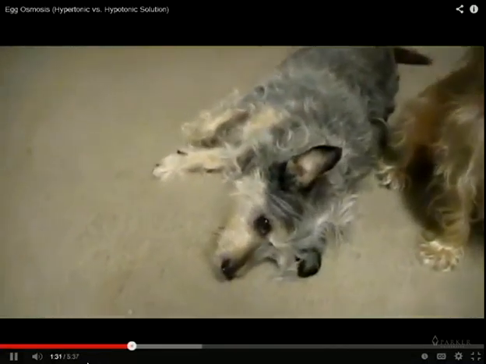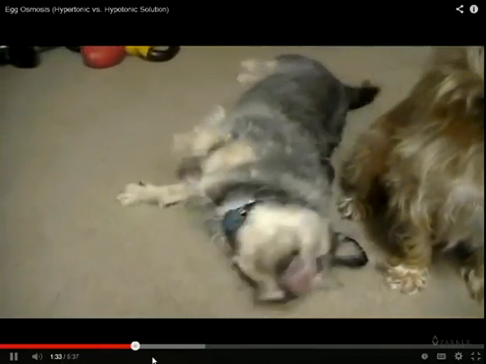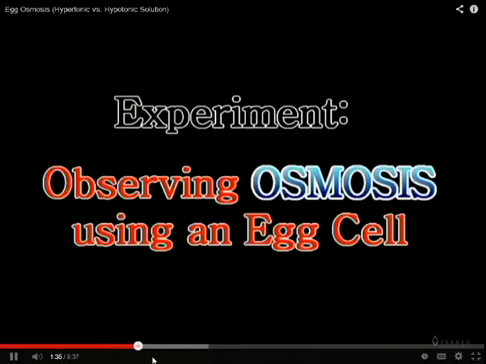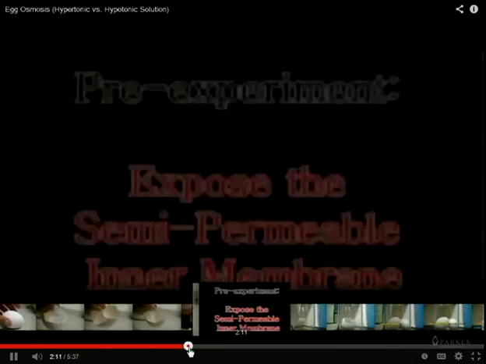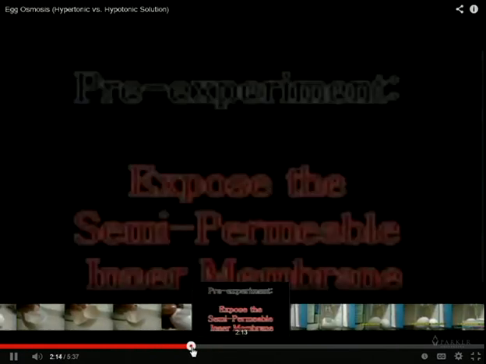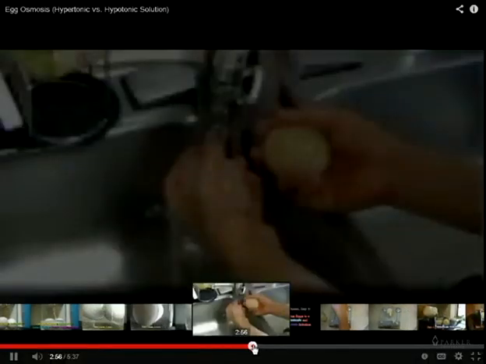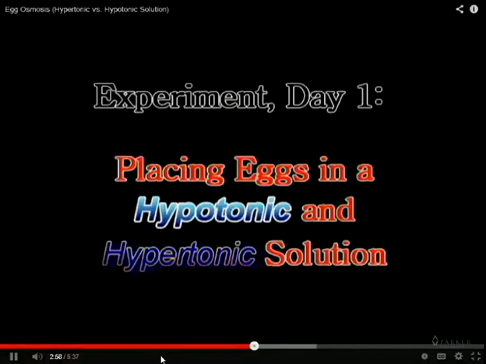What's a better way to test how a cell reacts when placed in a hypertonic solution? Okay, so they're going to do the egg cell thing. So I'm going to, here we go. Shell in the way. Dissolve the outer shell by placing. So they're going to dissolve it. There you go. The egg looks really cool.